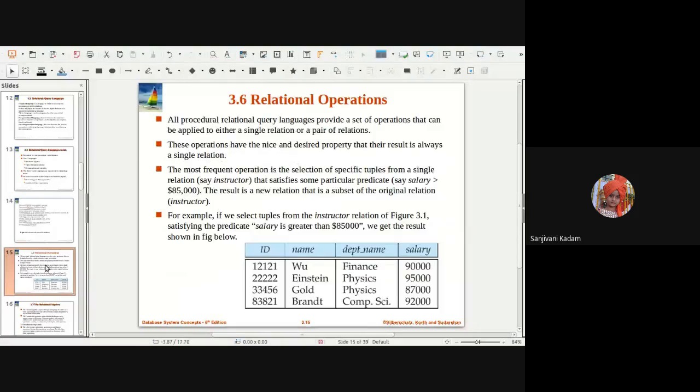Now let us see which are the relational operations we can perform. So we can perform a number of operations.